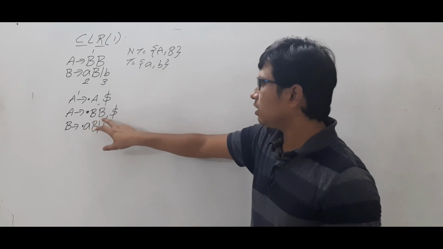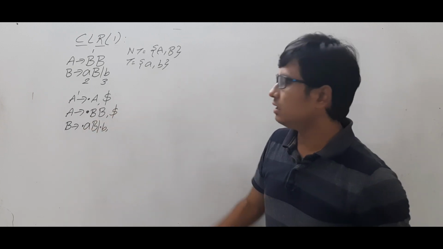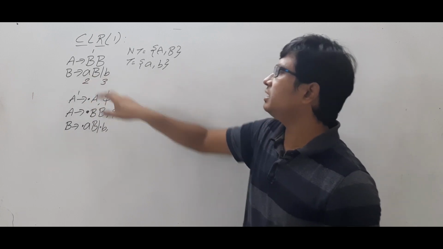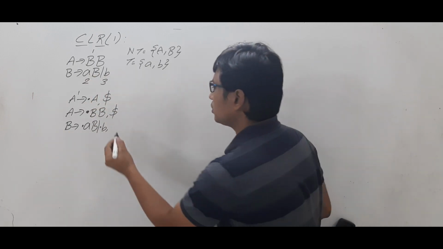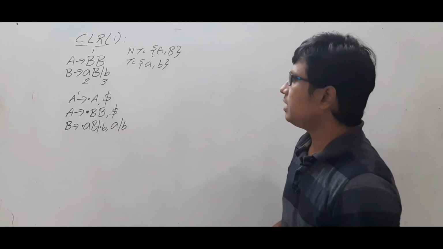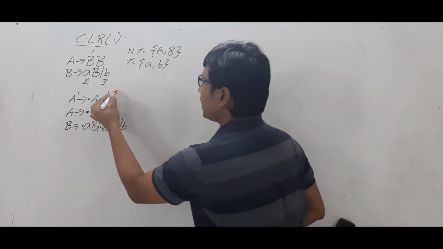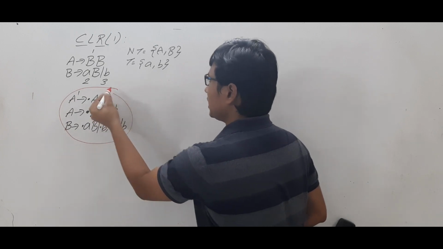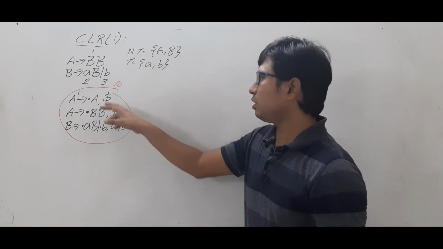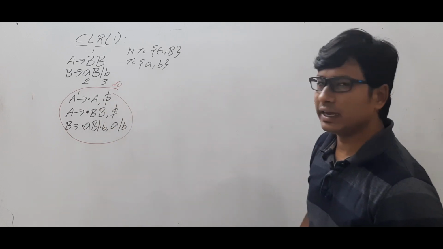Leave that B, compute the first of the remaining thing. What is the first of this one? First of B. What is first of B? A comma B. So the look ahead is A comma B for this one. Okay, I hope we have completed item number 0. So let me write it as I0. Is it clear? I hope you have understood how I computed the look aheads.